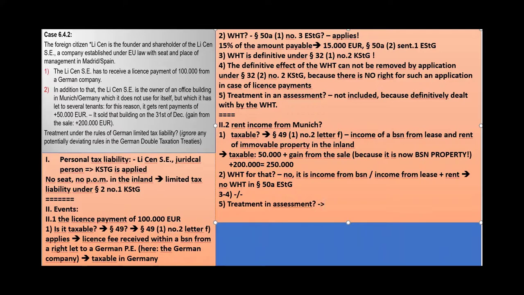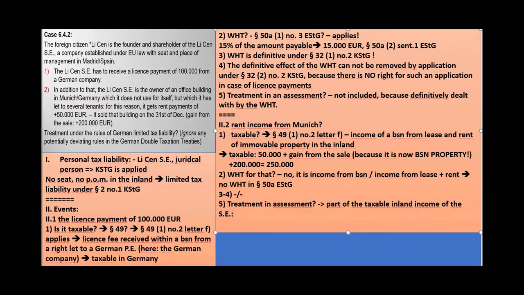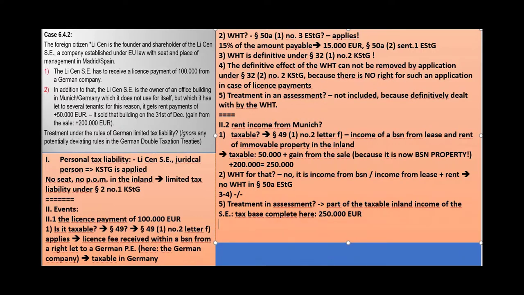Well, part of the world of the taxable inland income of the SE. Tax base complete here, as it is the only event, 250,000 euro. If we had some other sources of income which also go into assessment, for example, might be negative, they might lower the total of the income, but here is only one.